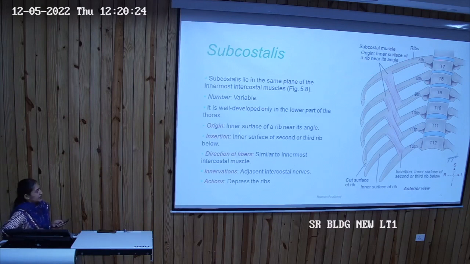So the origin of these fibers is the inner surface of the rib near its angle, and the insertion is the inner surface of the second or third rib below. That is the insertion of these fibers. Now what would be the action? It will again depress the ribs.